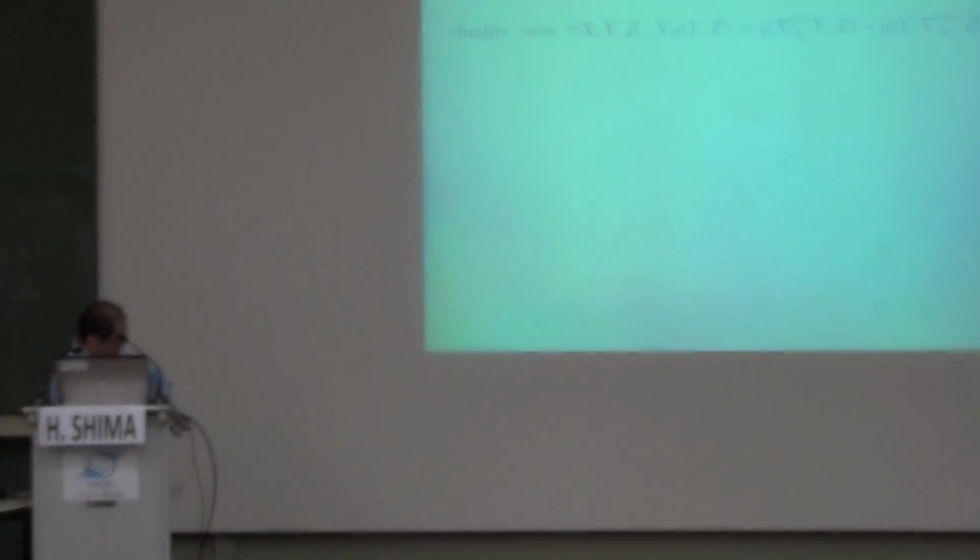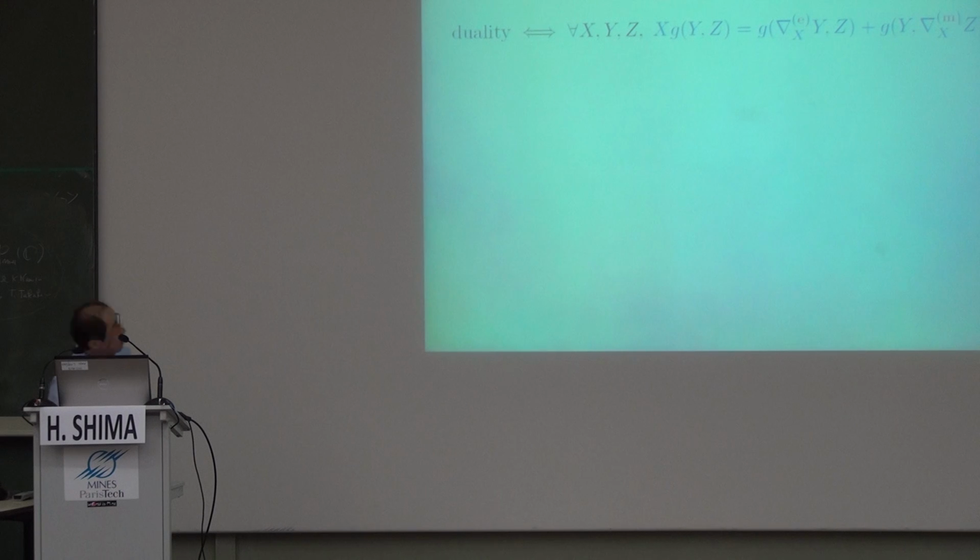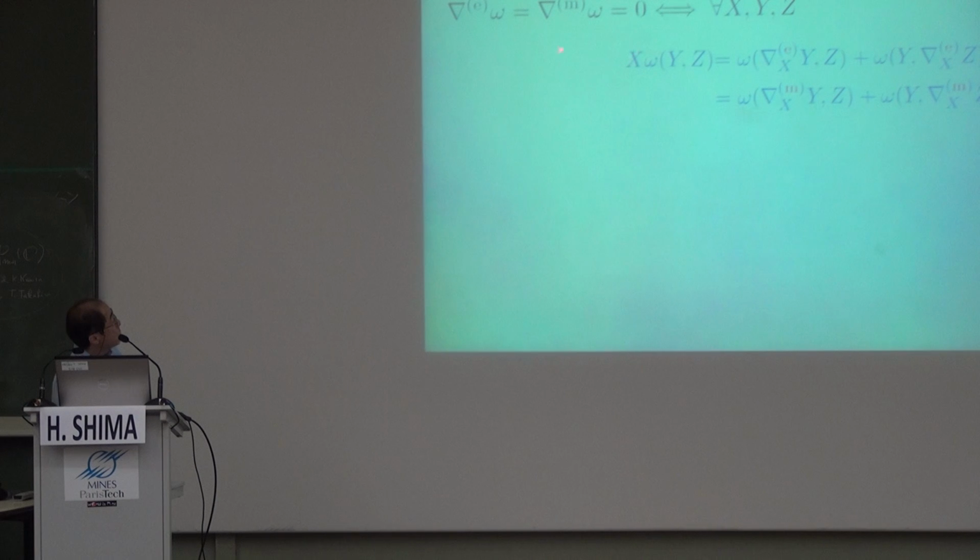As for the geometric meaning, the relation to parallel transport, maybe I should skip. Okay, parallel transport, and this equation means this commutative diagram. And this relation means this.